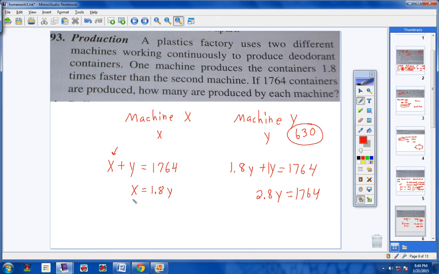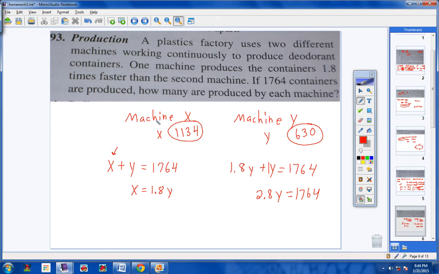Now, machine X produces 1.8 times that. So I'm going to take 630 times 1.8, and I'm going to get 1,134 for machine X. Now, I've not added these two together, but if you add these two together, you should get 1,764, okay? So that's how you would solve that.